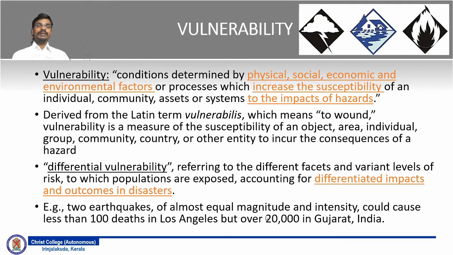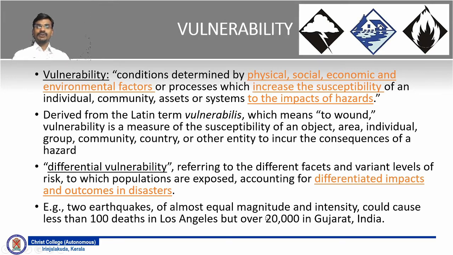There is something called differential vulnerability, which refers to the different facets and variant levels of risk to which populations are exposed in an area, which accounts for differentiated impacts and different outcomes in disasters. For example, two earthquakes of almost similar magnitude and intensity could cause less than 100 deaths in Los Angeles, but about 20,000 deaths in Gujarat.